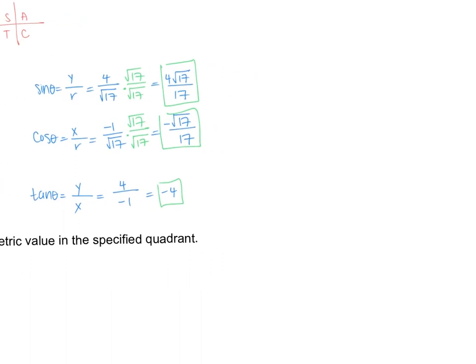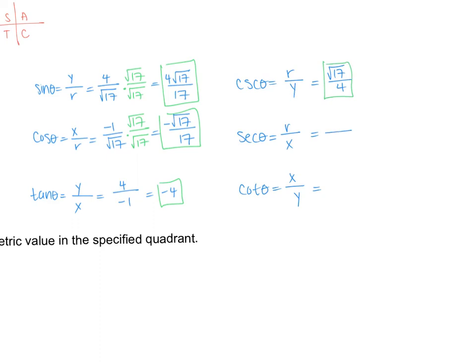All right, and then for the reciprocals, we have cosecant, which is going to be r over y, and we have secant, r over x, and then cotangent, which is x over y. And so if we go back to cosecant here, cosecant is going to be the reciprocal of sine, so I'm just going to flip this guy, which is root 17 over 4. And this here, I can't reduce, so I'll just leave it the way it is. And the root's on the top, so I'm not worried. So I'll just leave my answer like that.